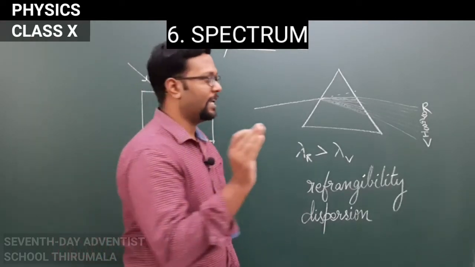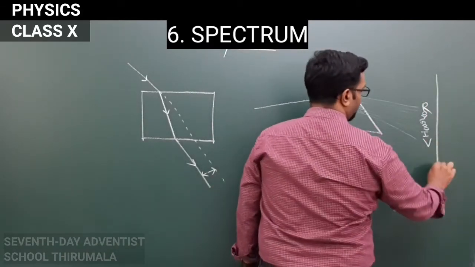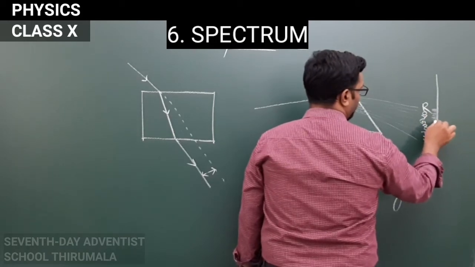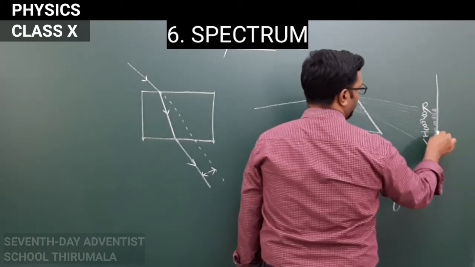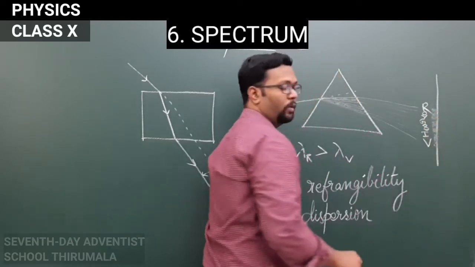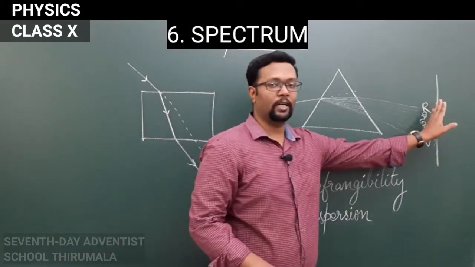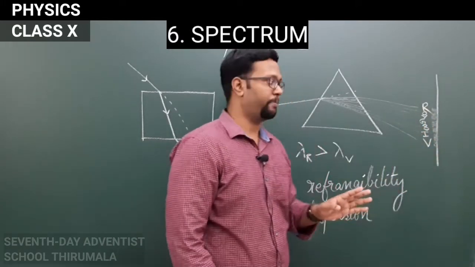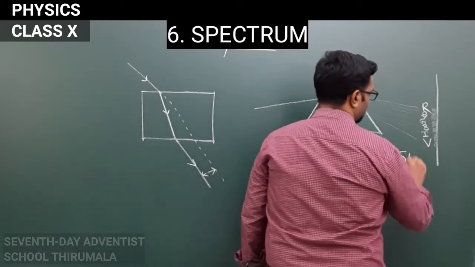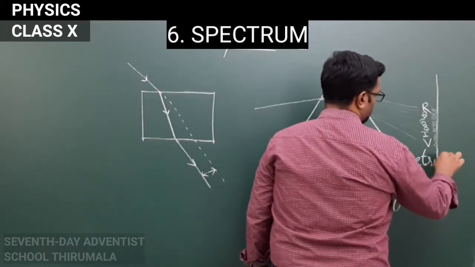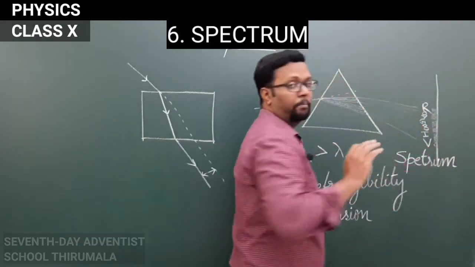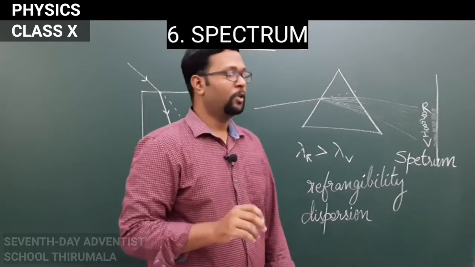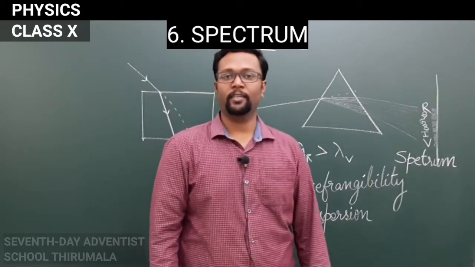And if we keep a screen over here, we will get different colors: red merging into orange, yellow, green merging into blue, indigo and violet. This band of colors or wavelengths obtained on a screen is called a spectrum. What is it called? Spectrum. The band of colors obtained on a screen after dispersion through a glass prism is called a spectrum.